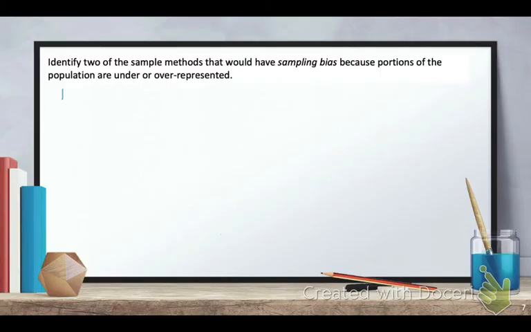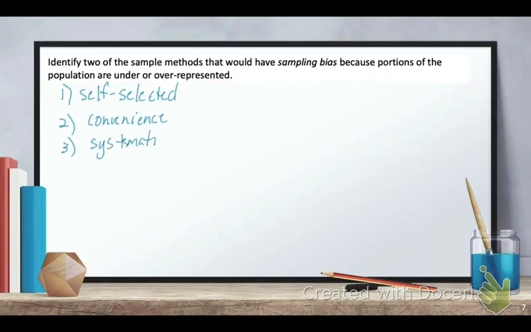All right, welcome back. So the ones that I see that would definitely have a sampling bias would be if it was self-selected, people were volunteering because not everyone has an equal chance. A second one would be convenience. Sometimes that is an easy way to create a sample and thus do a study, but again, it will most likely over or underrepresent a part of the population. The systematic sample, that's better than a convenience or self-selected, but again, can produce bias.